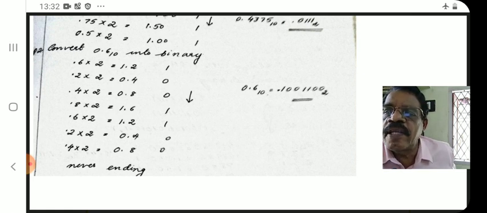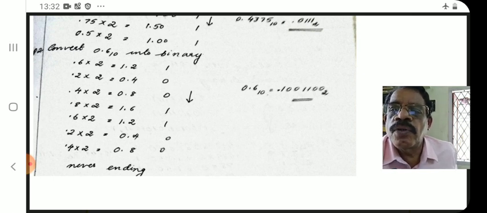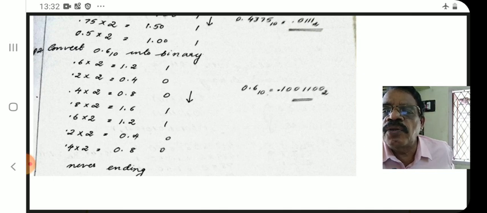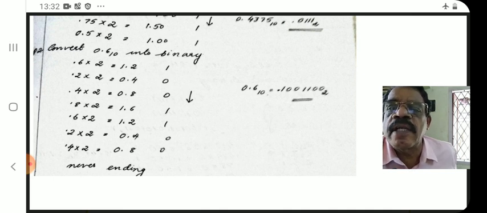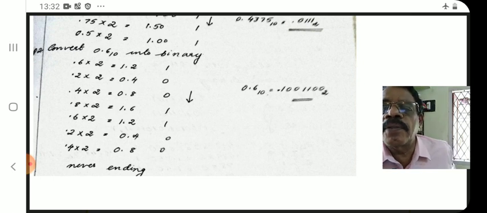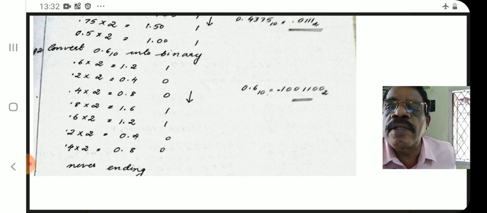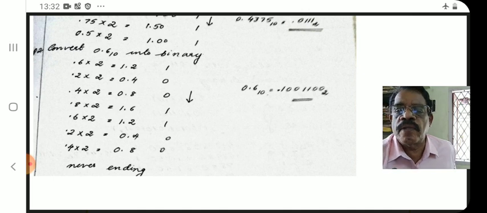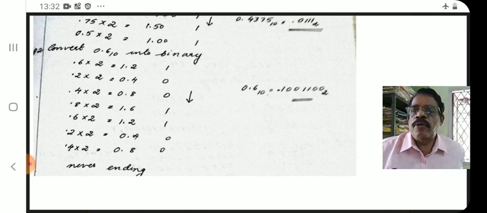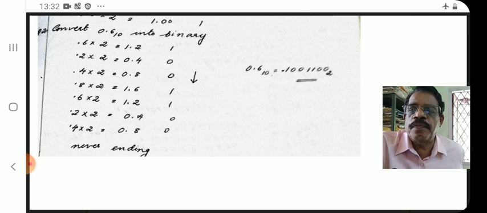When we get a never ending fraction, we have to stop after a few steps. So the integers are noted down. Therefore 0.6 to the base 10 is equal to 0.1001100 to the base 2. That is the answer. And this 0.6 is a never-ending fraction when we multiply by 2.